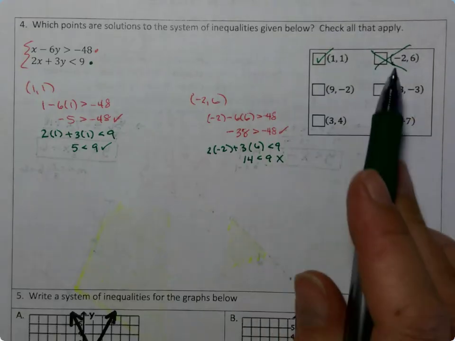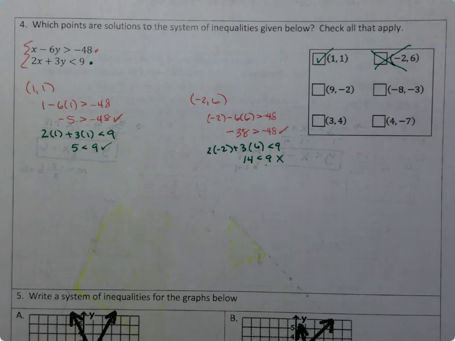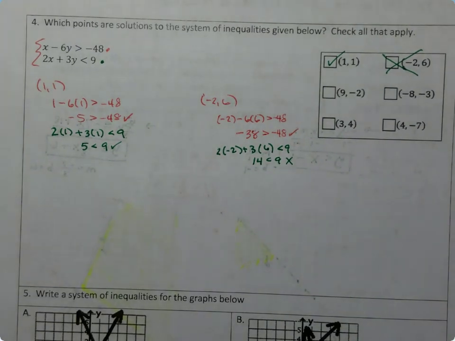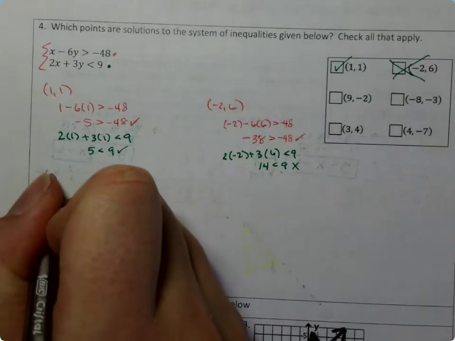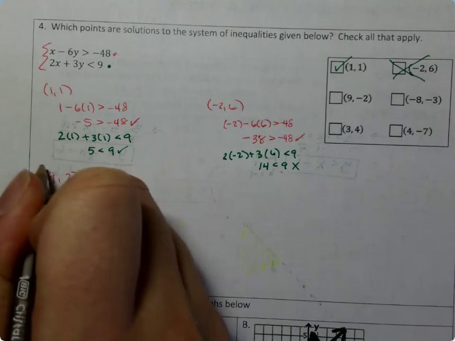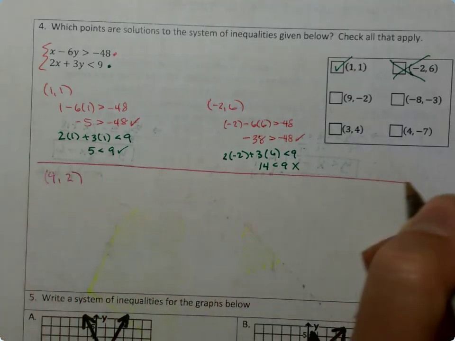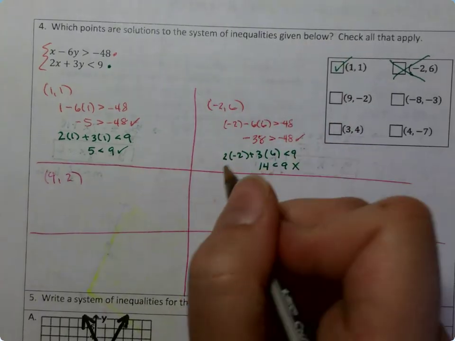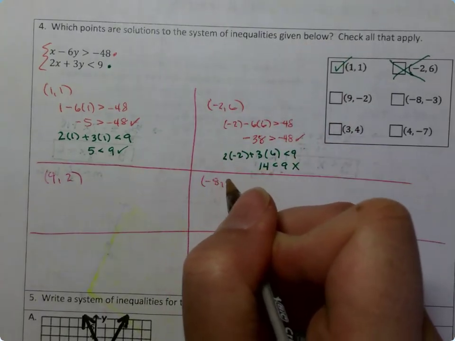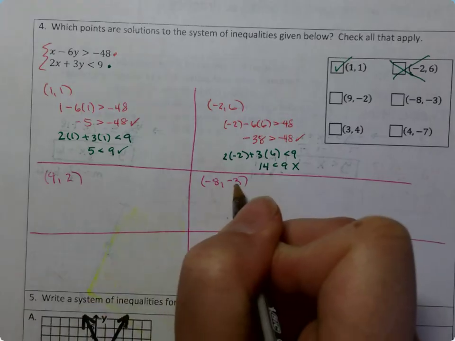So check mark if it works. I'm throwing it out if it doesn't work. All right, then we just keep going. So I think I'm going to put the points in another color. What's the next point? 9, 2? I'm going to have to make some room here. All right, so we're just going to run through each of these points and see if they work.